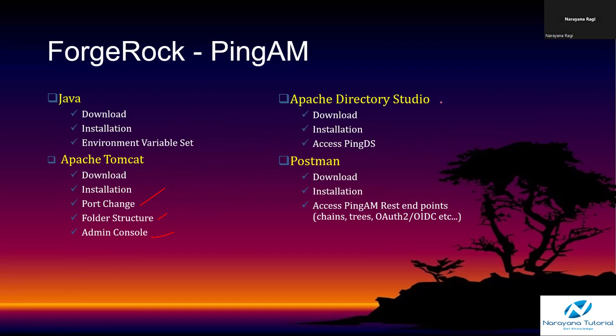And then Apache Directory Studio: how to download, how to install, and how to access PingDS. This Apache Directory Studio will be used only for accessing Apache DS. It is an LDAP system. And Postman: how to download and install, and how to access the PingAM REST endpoints like chains, trees, and so on.